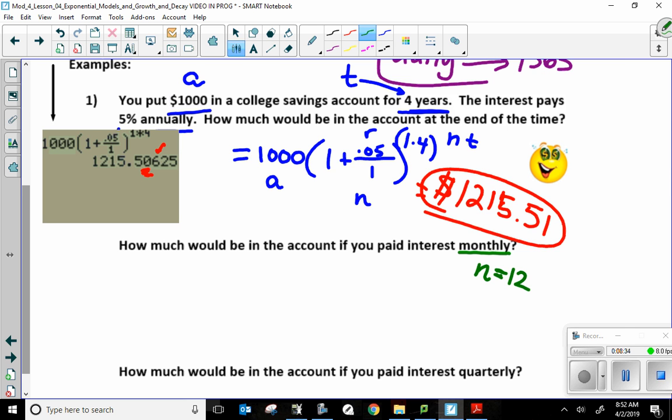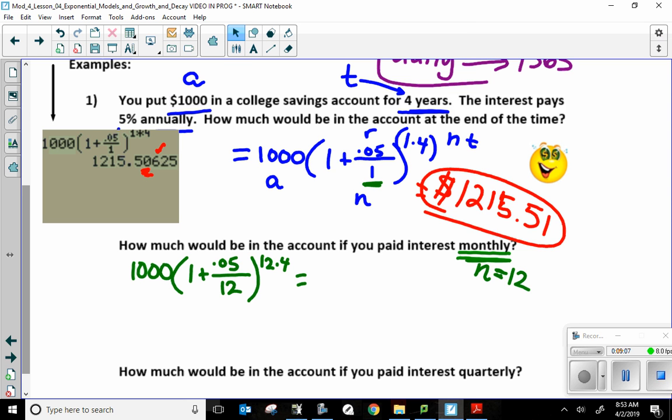Okay, so I'm going to use the same thing. I'm still putting $1,000 in to the account. 1 plus. My interest rate is still 0.05. The only difference is my N value is now 12 because I'm getting my interest monthly instead of annually. That is 12 times a year. Annually was 1 time a year. I'm still raising that to the N times my time. My N is now 12 times my time, which is 4.